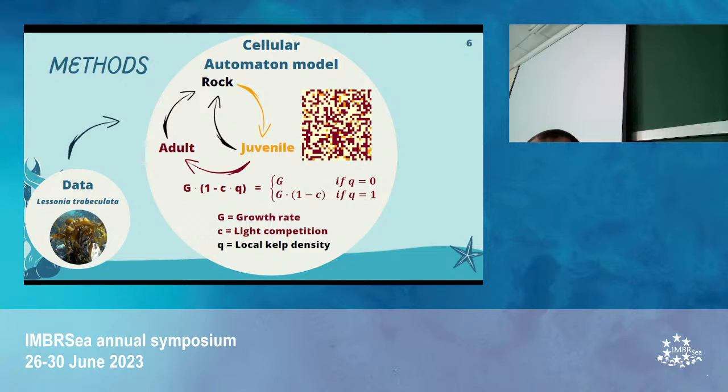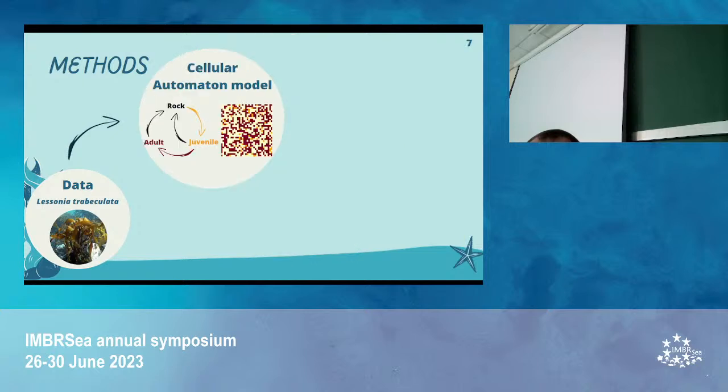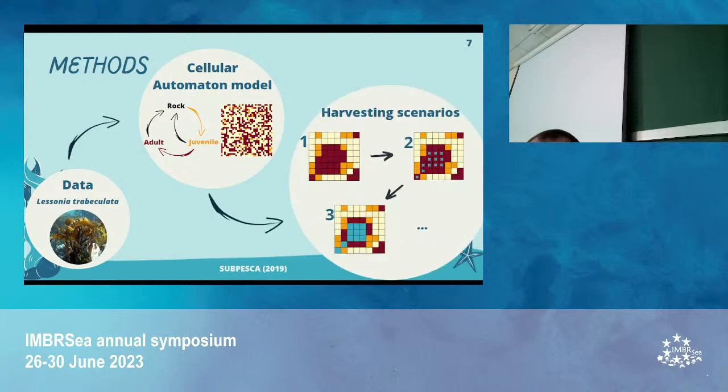So yes, we have our data, we managed to retrieve lots of parameters, we implemented them in our model to have the dynamics, and on top of that, we add some harvesting scenarios. So we have 7 harvesting scenarios. The first one is no harvesting. The second one is harvesting following all the extraction guidelines of Chile. And then from scenario 3 to scenario 7, we have a range of harvesting intensities, scenario 7 being the worst case scenario where harvesting is very strong.